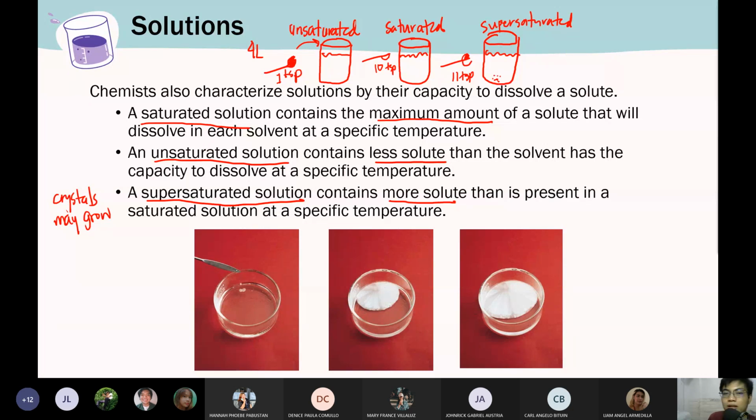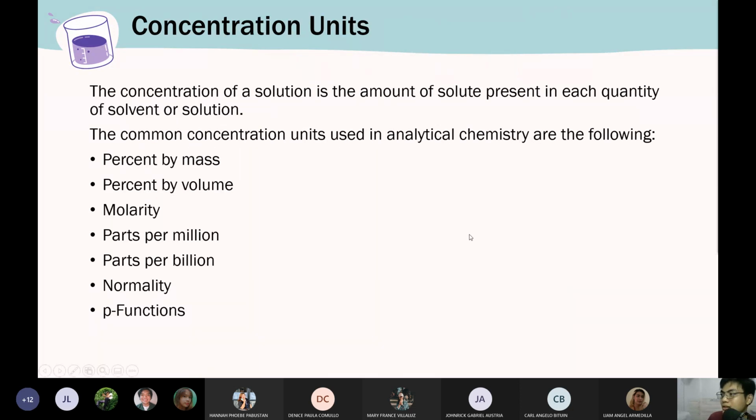Okay? It must be reported using certain units, okay? Such as the percent by mass, percent by volume, molarity, parts per million, parts per billion, normality, and P functions. Okay? So, ito yung mga gagawin natin. Okay? So, ayan.